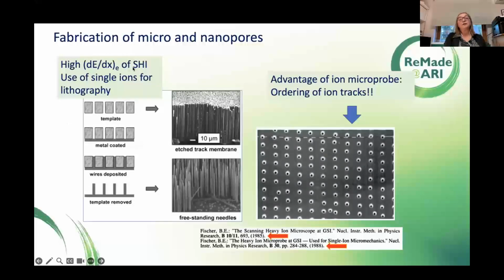Heavy ions, which lose a lot of energy per unit length, can make permanent damage, and after some etching, you can have ordered ion tracks. So you have something like these nanopores, which you can put in track membranes, and you can, for instance, put some material inside them and then melt them completely, and then you can produce some nanowires in materials.